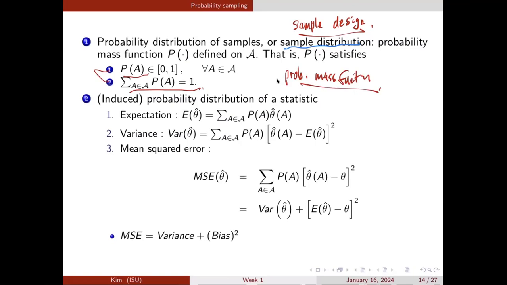And then from the sampling design, we can induce the probability distribution over the statistic. So then basically the randomness is on A, because A changes, and we know the probability. So then the expectation, variance, and mean square error can be defined. Okay.